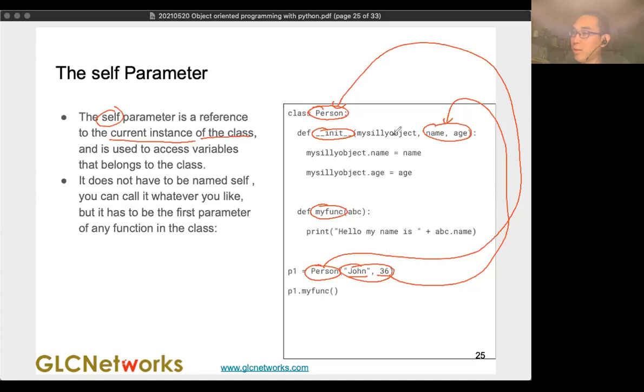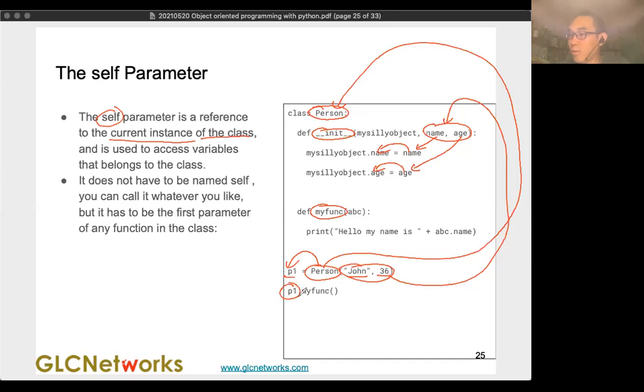So they've been processed. Then the name will be put here, age will be put here. Done. And after that, everything will be put on P1 here. Because P1 is already allocated in the memory, we can access everything inside the P1.